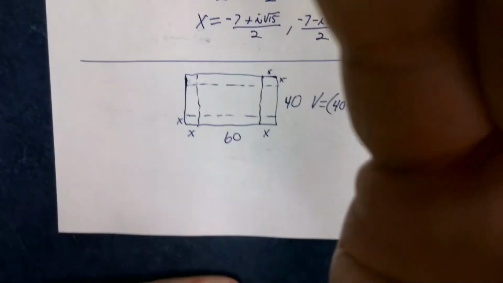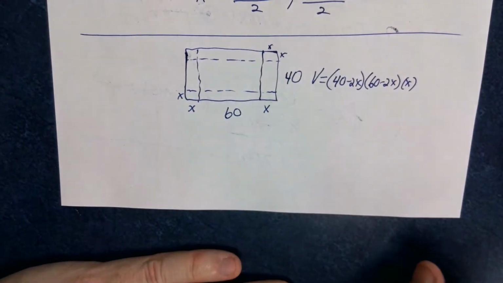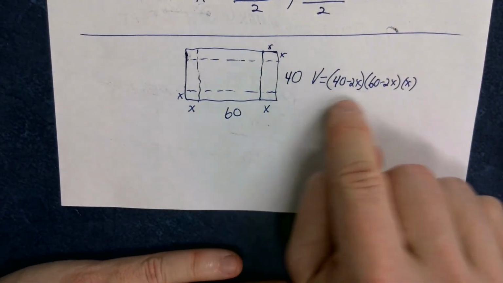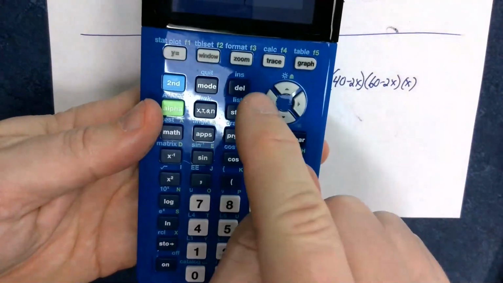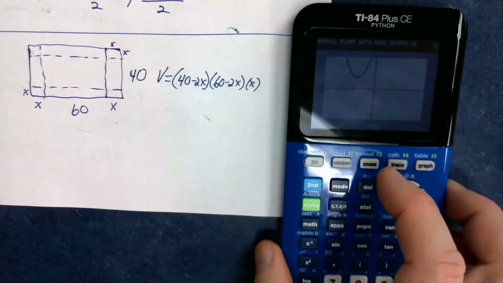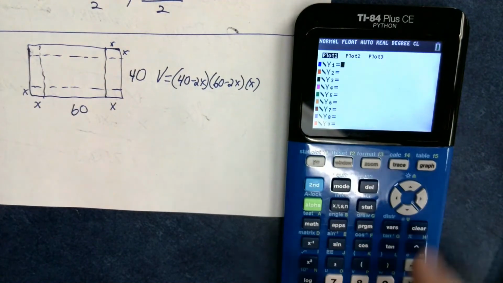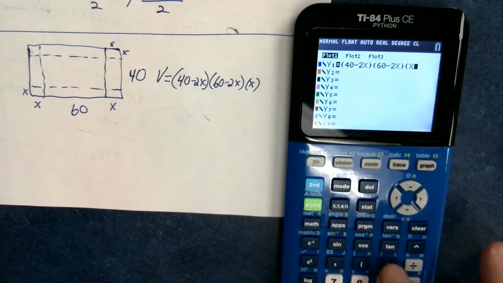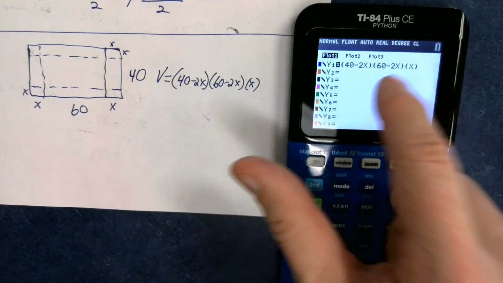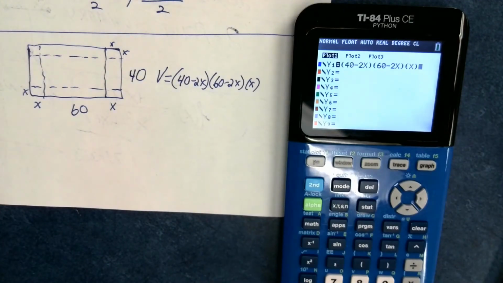Move that up a little bit. And don't start multiplying this together. Don't start doing that. I'm just going to take that and put it right in my calculator. I'm going to go to my y equals, clear. Parentheses 40 minus 2x, close parentheses, parentheses 60 minus 2x, parentheses, x. Length times width times height, or width times length times height. It'll say in the problems which ones are which.